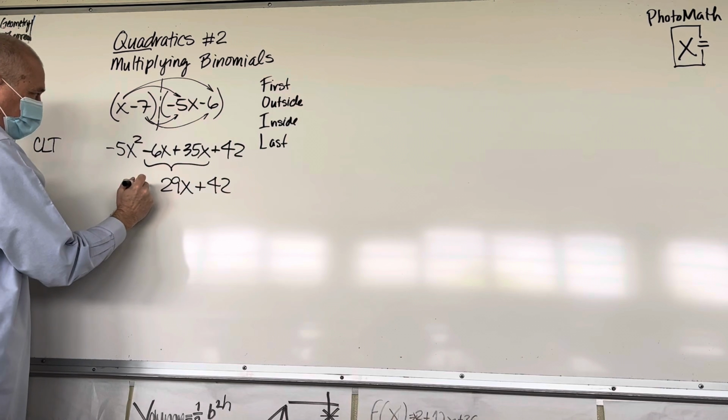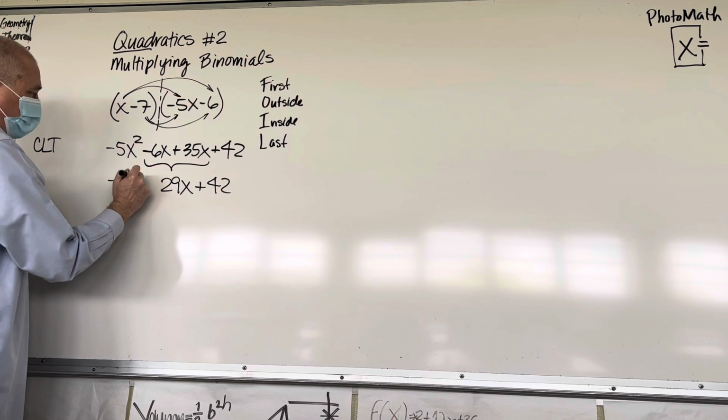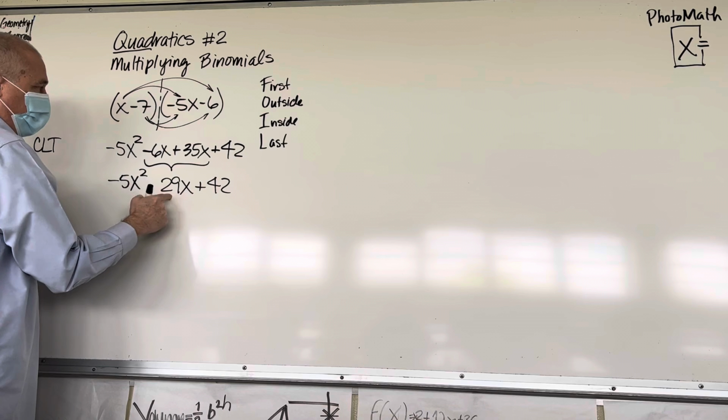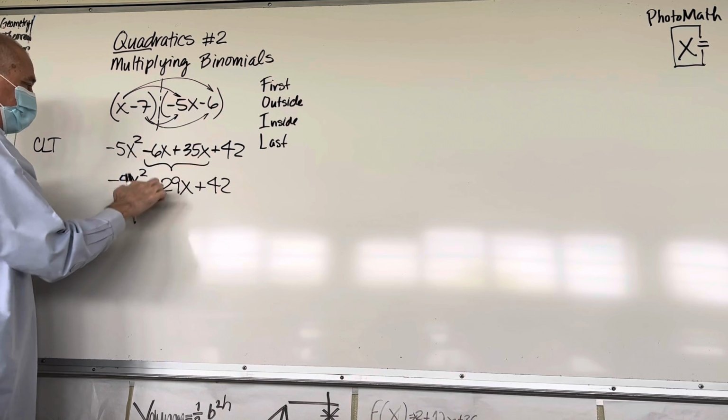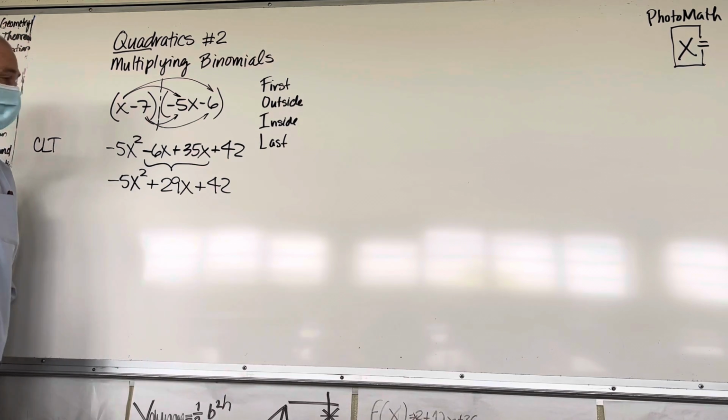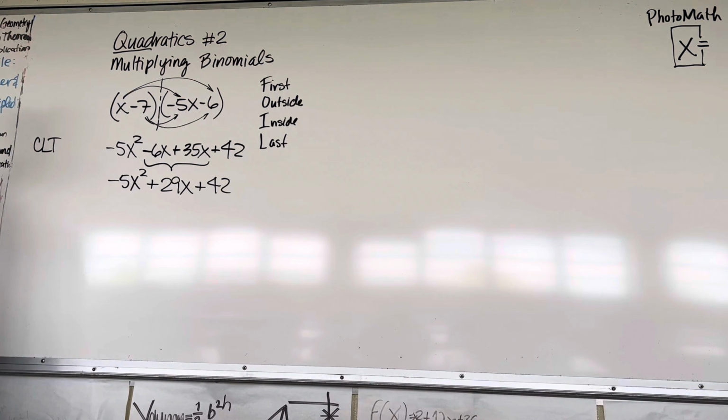I often call that the tail. And I've still got the lead term of 5x squared. This became positive because it's the larger number. 35 minus 6. I think I'm at 29. Does that look like what they got?